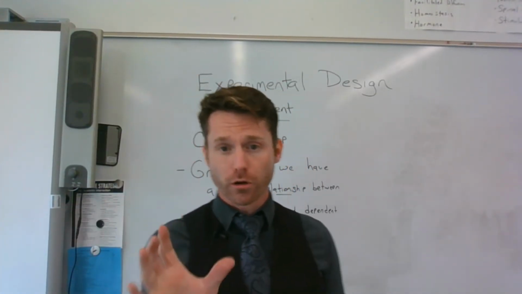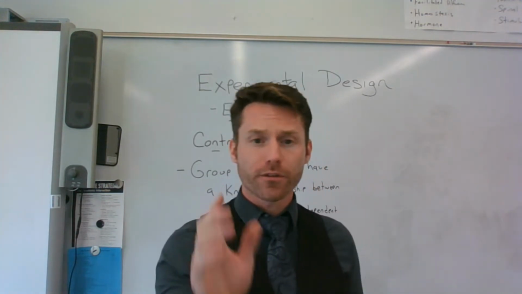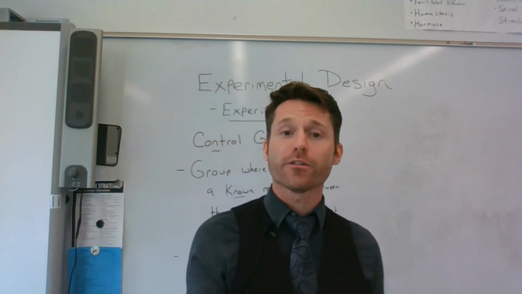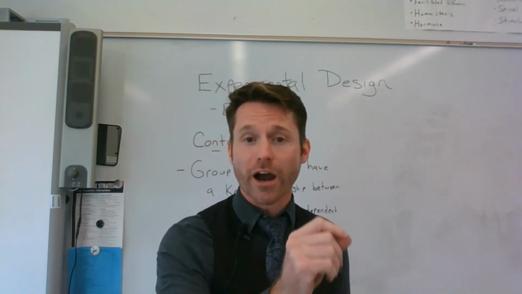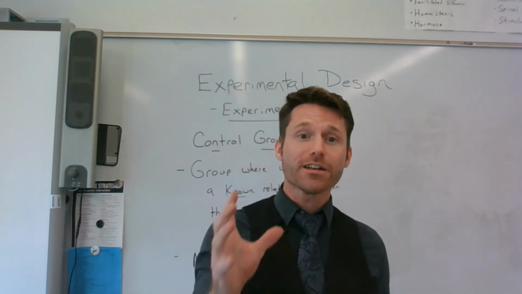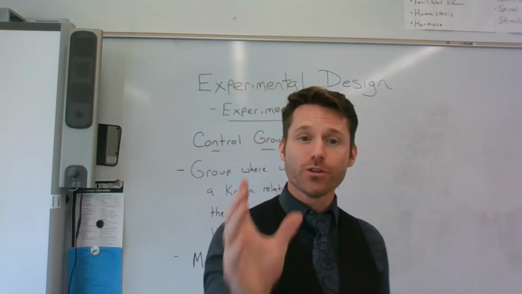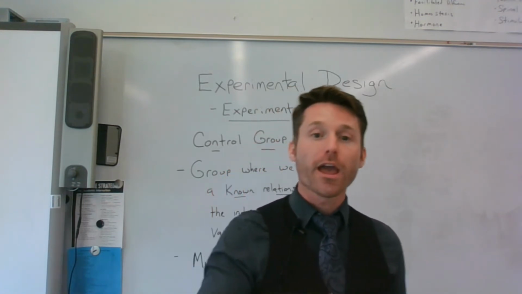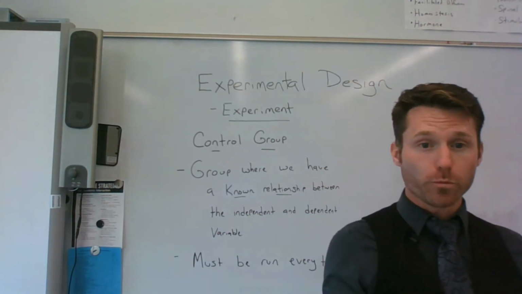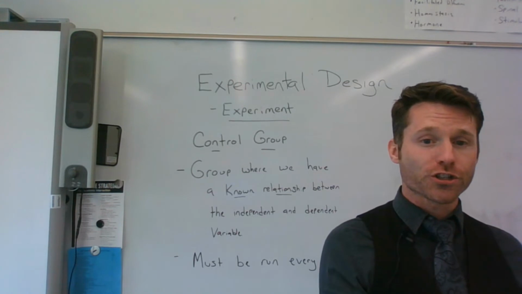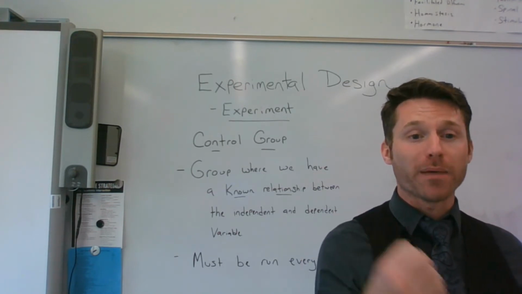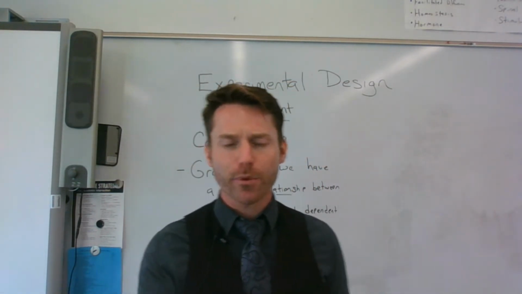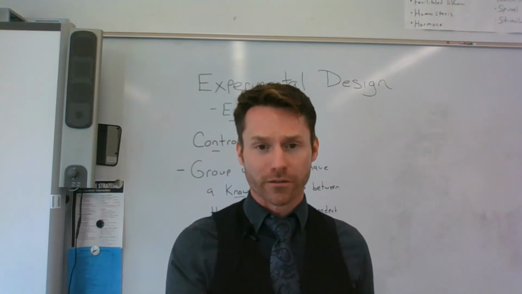So, control groups. Control groups are very, very important to verifying the validity of our data. So when we run an experiment, every single time we do the experiment, we need to run the control group. And so the control group is a group where we have a known relationship between the independent and dependent variable. And so what that means is it's a setup where I know what should happen at the end of it.